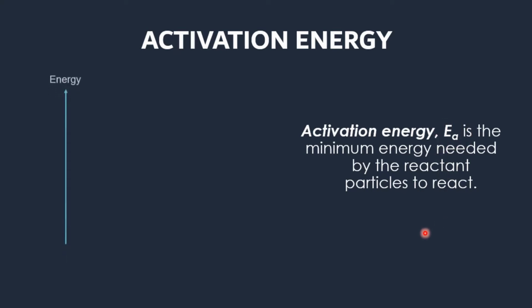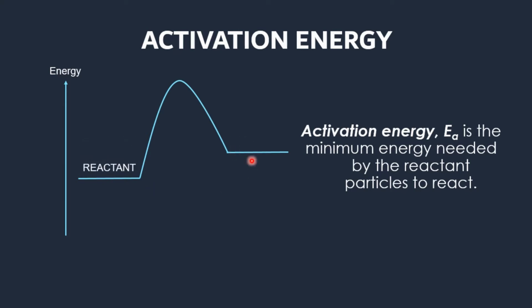Here we have an energy profile diagram. Here is the reactant, and here is the product. So where should we put the activation energy? From the definition, activation energy is the minimum energy needed by the reactant. So in this energy profile diagram, we should draw the activation energy from the reactant to the peak. This is what we call activation energy.